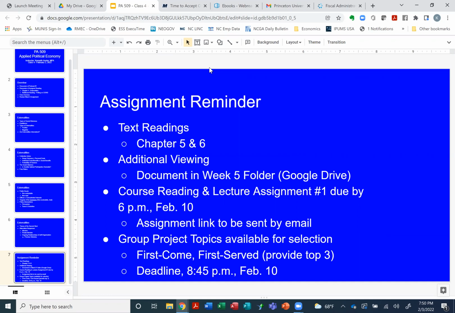If your group has not already selected your topics, please do so as soon as possible. These are first come, first serve. I sent an email with the topic listing before, so please provide your top 3. The deadline for topic selection is 8:45 next week. And next week I will go over what the project will entail, so I will make sure to go over that when we discuss the projects. Are there any other questions at this point?